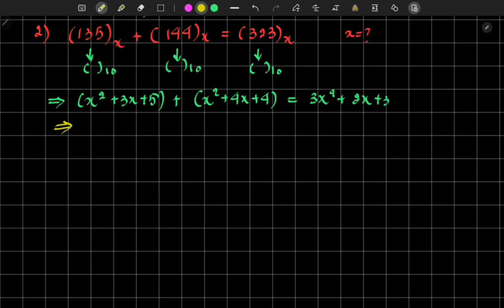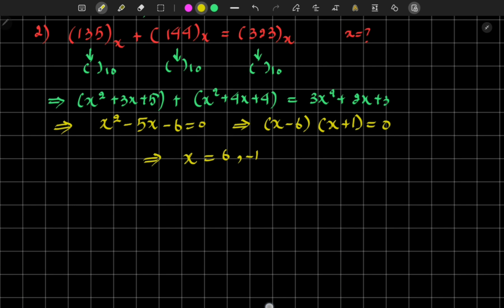Solving this equation will give us x square minus 5x minus 6 is equal to 0, which when factorizing will give us x minus 6 multiplied by x plus 1 is equal to 0. It implies x is equal to 6 or minus 1. But the thing is that x is a base and a base can never be negative, so x is equal to 6 is the required answer.